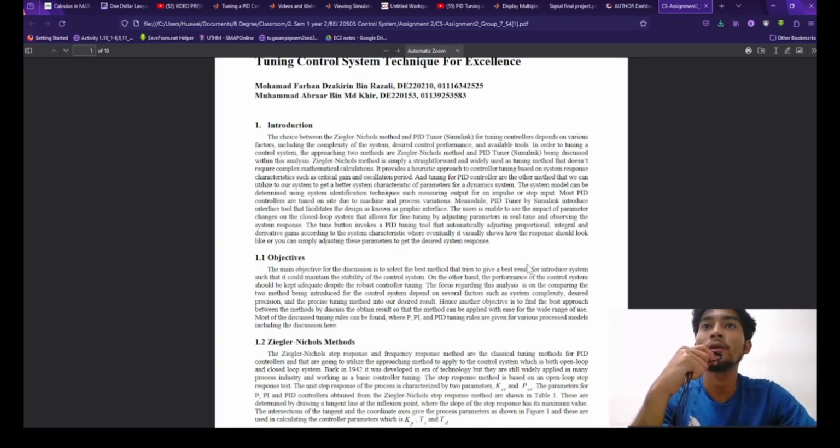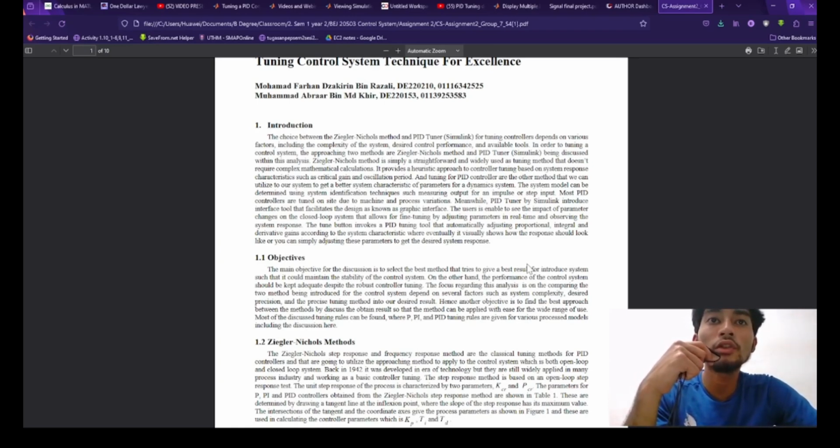Tuning control depends on various factors, including the complexity of the system, desired control performance, and available tools in order to tune the control system. The two methods being discussed within the analysis are the Ziegler-Nichols method and the PID tuner. Another objective is to find the best approach between the methods by discussing the results, so the method can be applied with ease for a wide range of use.